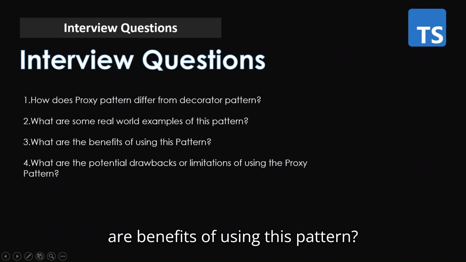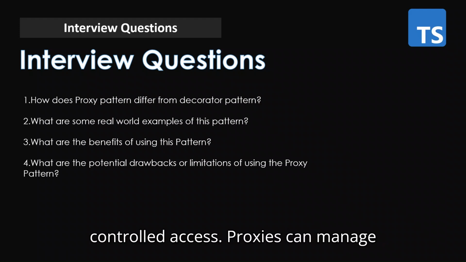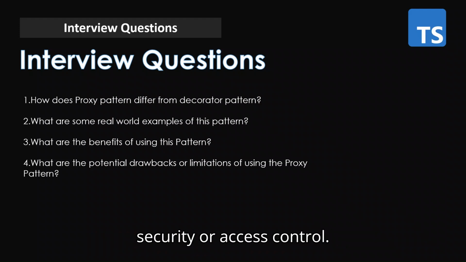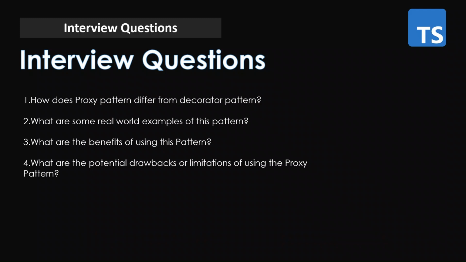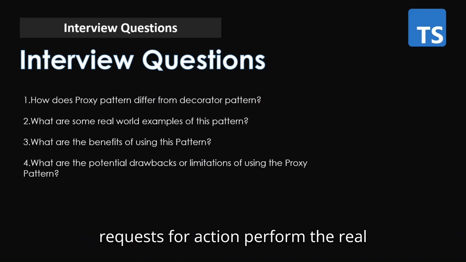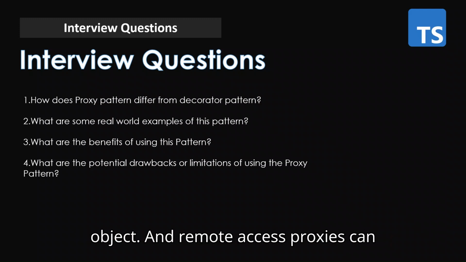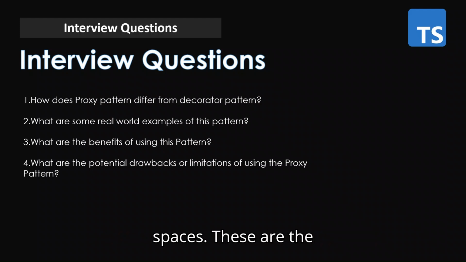What are the benefits of using this pattern? So the benefits are like, first is controlled access. Proxies can manage access to an object, providing additional security or access control. Second is lazy initialization. Resources are created only when needed, which can improve performance. Then logging and monitoring. Proxies can log requests or actions performed on the real object. And remote access. Proxies can represent objects in different address spaces.